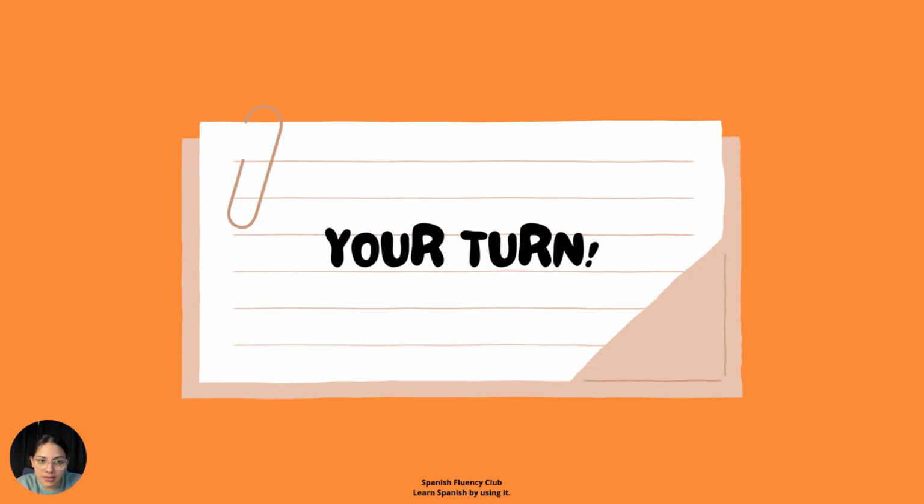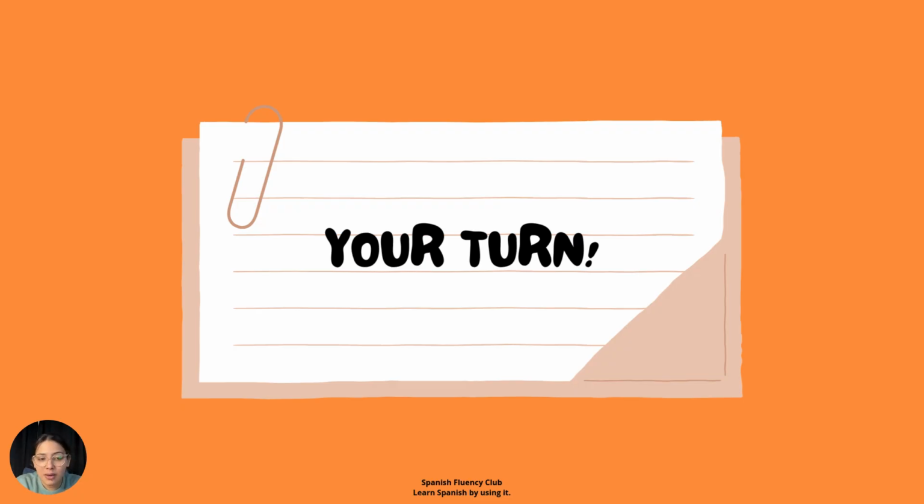Before we test what you learned, let's make it even simpler. If you're explaining why something happened, think por. If you're explaining what you want to achieve, think para, okay? Por often looks at the reason behind the action, para often looks toward the result of the action.